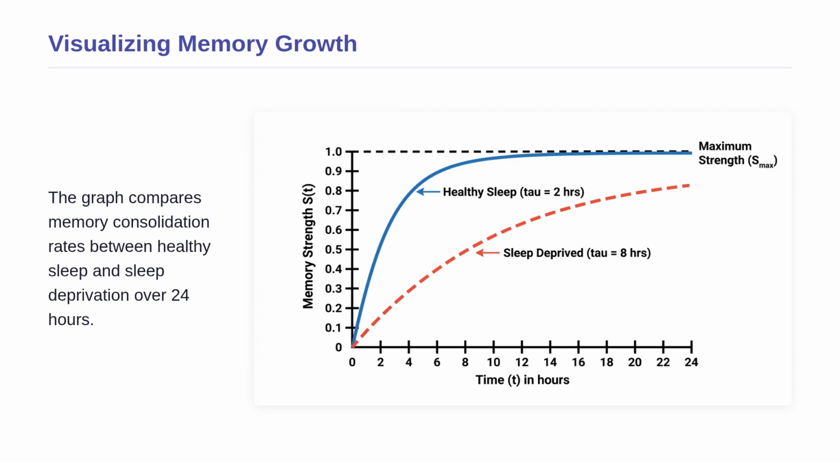It rises steeply and safely secures the memory within the first few hours. Now, look at the dashed red curve representing sleep deprivation. It rises incredibly slowly. Even after many hours, a massive gap remains between the two curves. This visual perfectly illustrates how a larger time constant delays the biological save process, leaving your memories vulnerable.